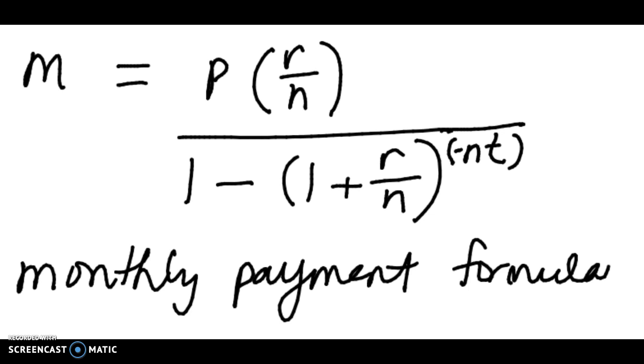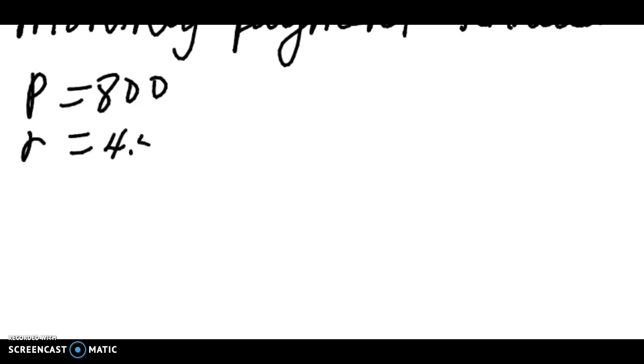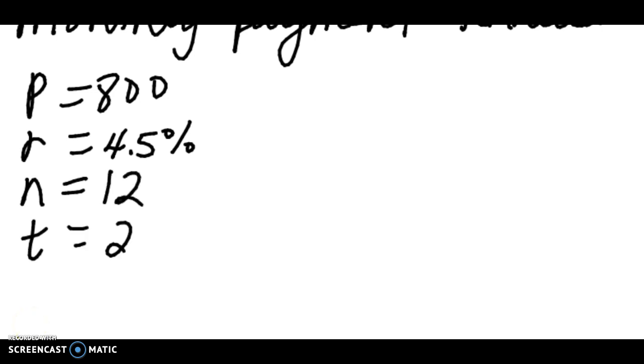Okay, so in the example that we're working, they give us the following information. P is $800. The interest rate is 4.5%. The number of payments in the year. Note, this n is different from the compound interest formula n. This n is the number of payments in the year, and because we're making a payment every month, n equals 12. They also tell us the time is 2 years.